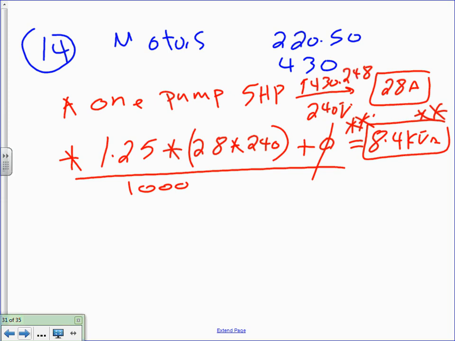1,000. Because we always use kVA. Volt amp is baby talk, right? So what's the plus 0 here? The plus 0, because there's no more other motors. You got it. No more other motors. And that will be for step number 6.